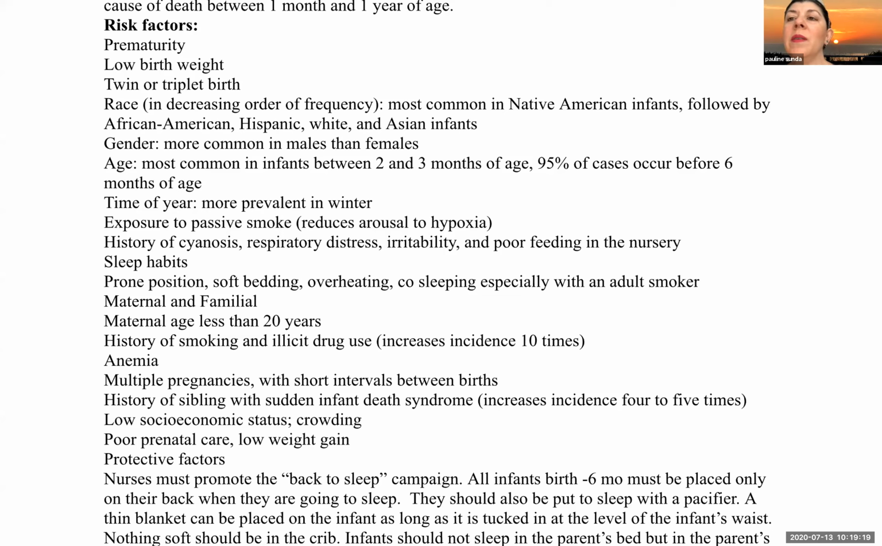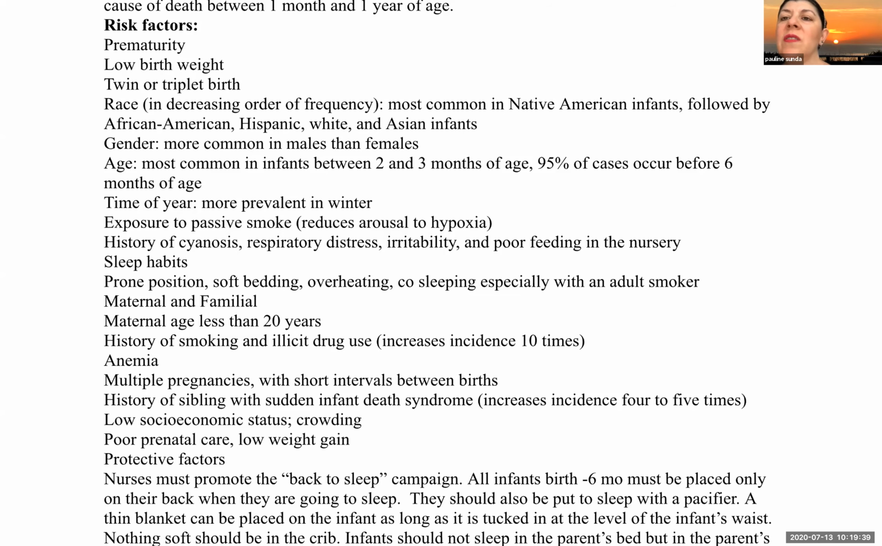Gender is more common in males than females. Age, most common in infants between 2 and 3 months of age. 95% of cases occur before 6 months of age. Time of the year, it's more in the winter. Also, if they're exposed to passive smoke, that increases the incidence.